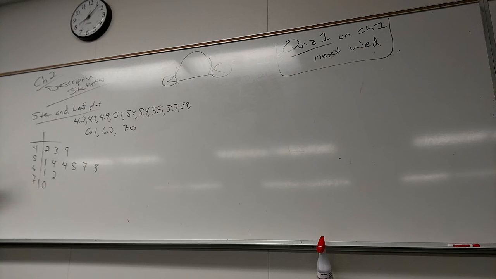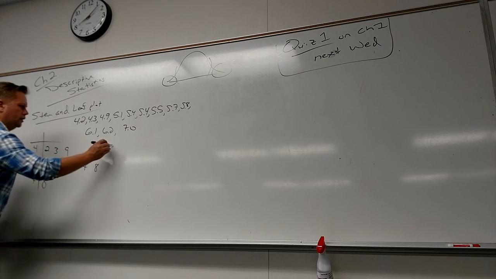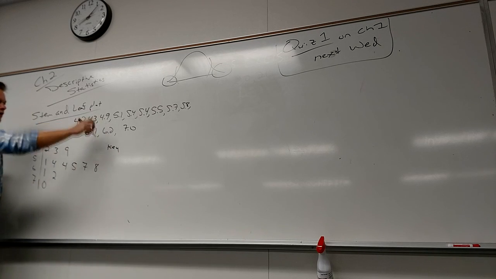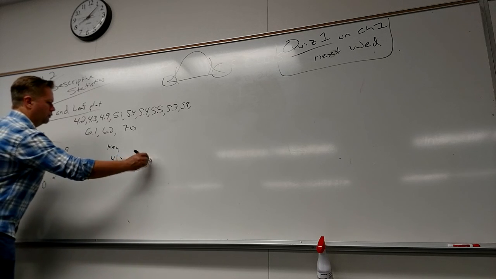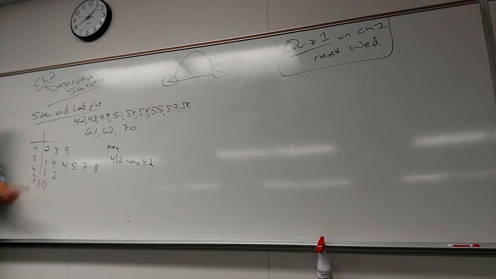So I have to tell people how to read the chart. So I would put a little key. For the way I've got the data right now, it would be 4.2 means 4.2. This is the answer. If I say make a stem and leaf plot, you need this and this. Now, please, dear God, don't put 4.2 means 4.2, 4.3 means 4.3, 4.9 means 4.9, and all the way. I've had people do it like that. Kind of defeats the purpose.